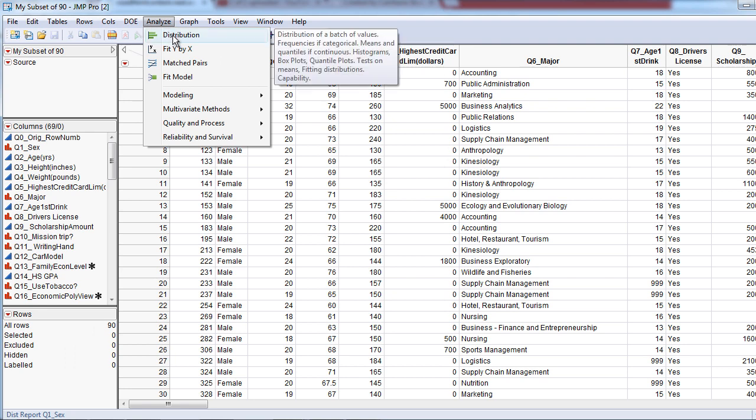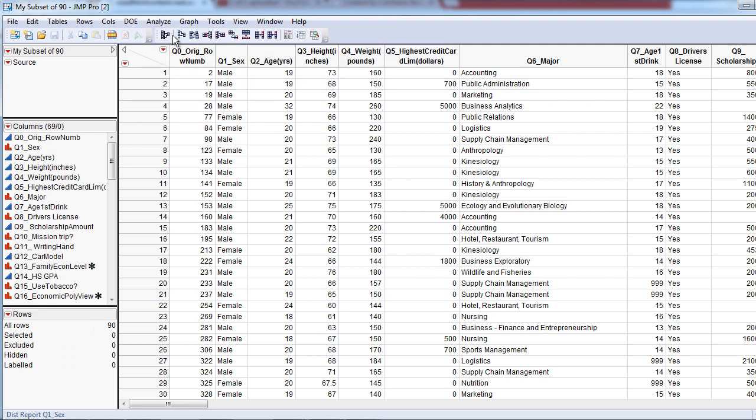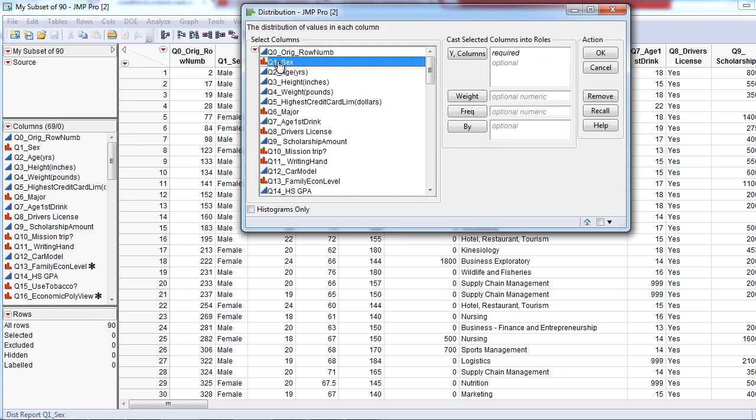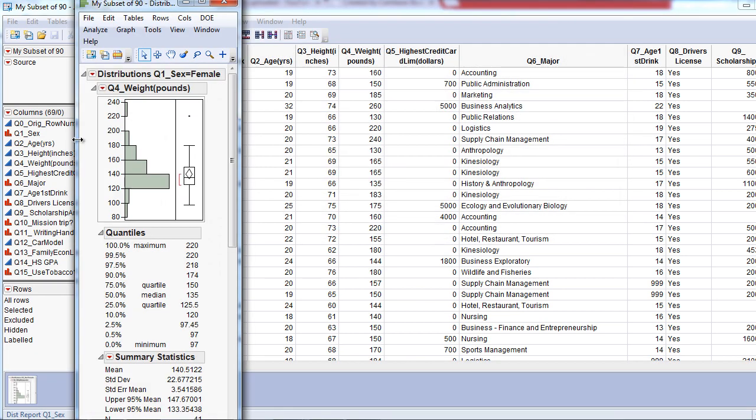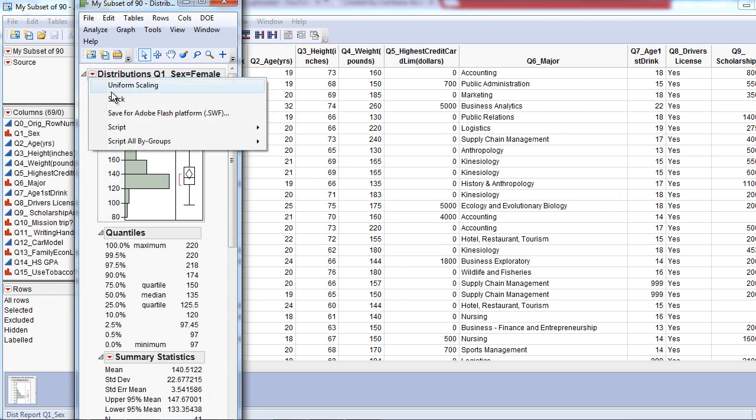So let's go to Analyze Distribution. So we are going to put sex right here in By, and then we're going to put weight into the columns. So we're analyzing weight by sex. We get two histograms right here, and we're going to go to the red arrow and click stack.